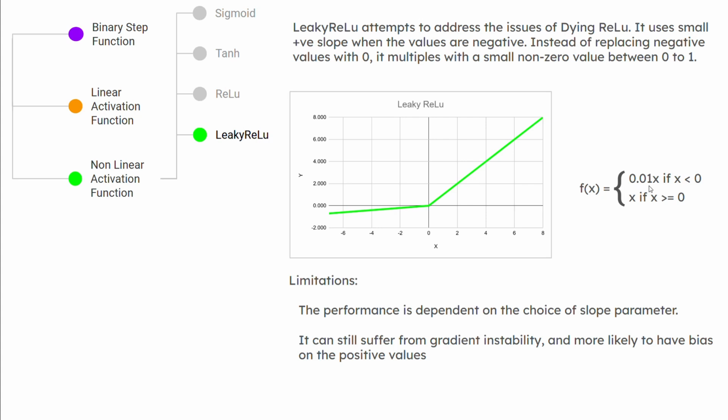And it is most likely to have a bias toward positive values, because in the positive range you remain unchanged, it's the same value, whereas in the negative range you are multiplying with a small value. It is just maintaining a small part of the feature, not the actual part. So it will be more biased to the positive value.